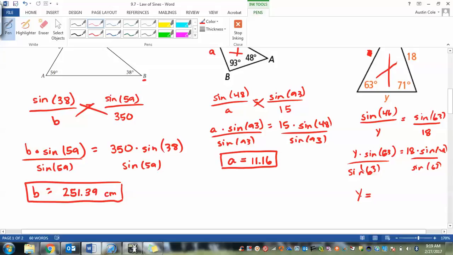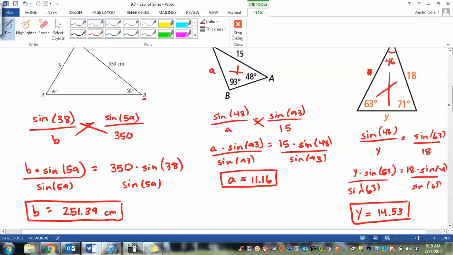And that will get us y. Chris, what do you get there? 14.53. Do we agree there? Does that make sense? Does that answer make sense?